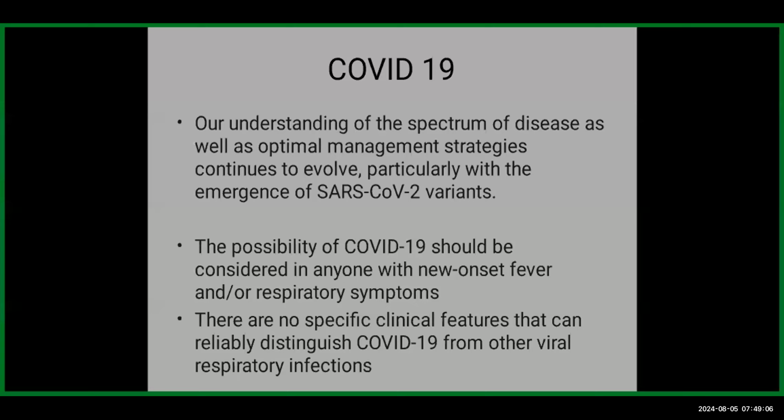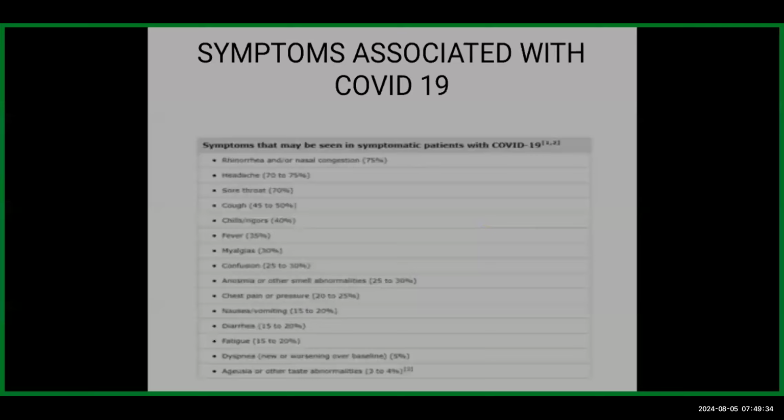Vis-a-vis the management, the possibility of COVID-19 should be considered in anyone with new onset fever and respiratory symptoms. The patient in question had fever, breathlessness, and cough, but they didn't say much about the type of cough. It was not properly characterized, because of the recall. There are no specific clinical features that can reliably distinguish COVID-19 from other viral respiratory infections. There can also be a form of atypical pneumonia. But basically, these are some of the symptoms that may be seen in symptomatic patients with COVID-19.